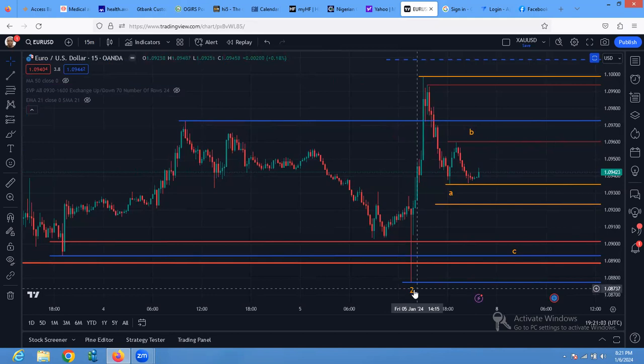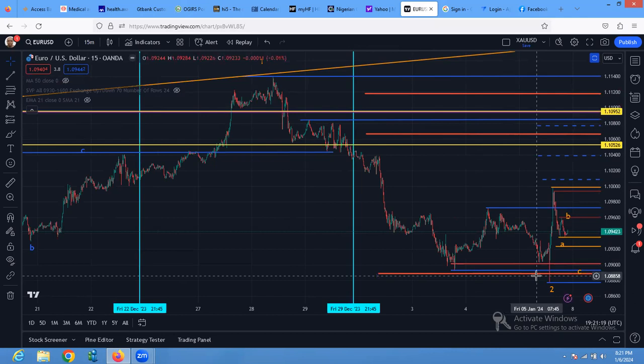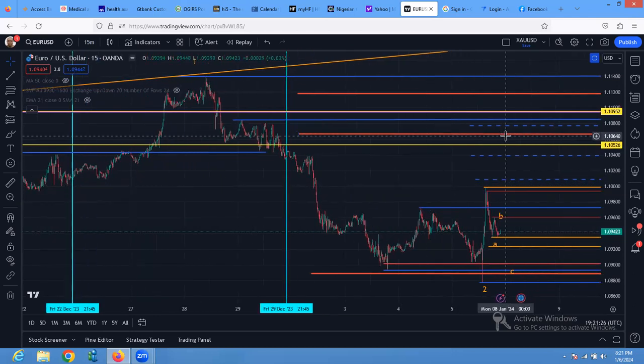Don't follow my labeling here as a 2. Don't follow it. Just we know that we have finished a move to the downside. Finishing this move to the downside means that this now could be an A. If it's an A to the downside of 5 waves, we are expecting what is going up to be a B to the upside. If we are going to see a B to the upside, then that means we are going to come down to do a C.